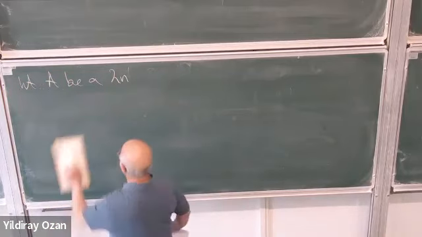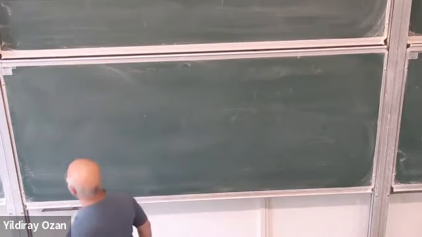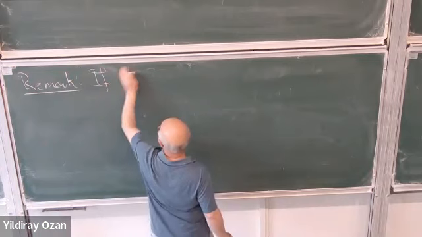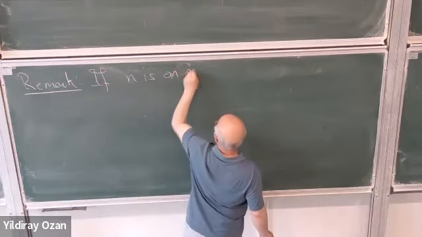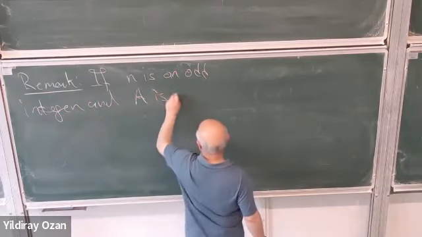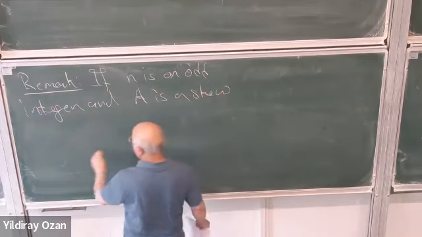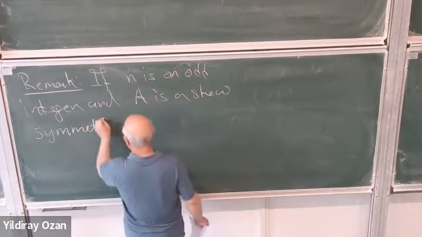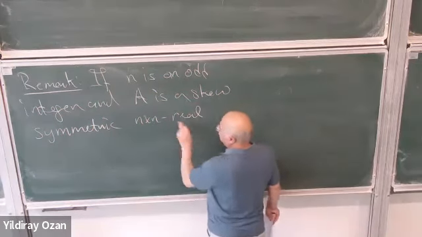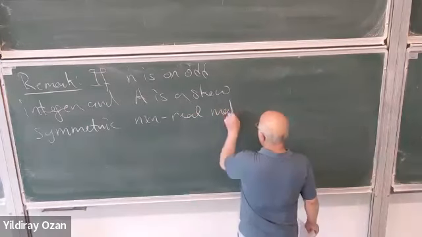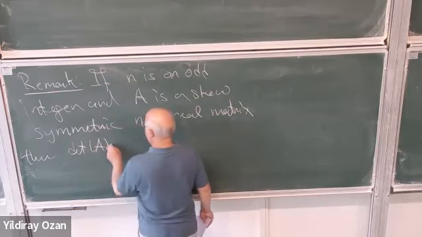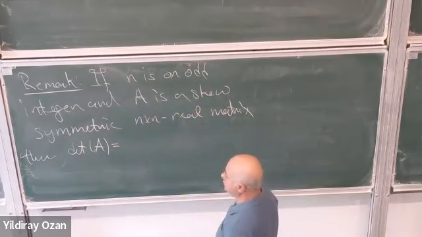Maybe before I do this, a remark. You see, if n is an odd integer and A is skew symmetric, a real matrix, of course, I will talk about real matrices, then the determinant of A is necessarily 0.